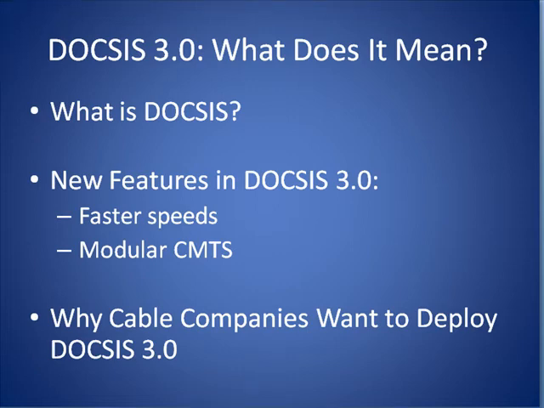Welcome to our 7-minute tutorial on DOCSIS 3.0. In this brief tutorial, we describe what DOCSIS is, and then focus on some of the new features present in the DOCSIS 3.0 standard. Specifically, we describe how the new standard achieves faster download and upload speeds in a cable network, and its support for the modular CMTS architecture. Throughout this tutorial, we highlight why cable companies want to deploy DOCSIS 3.0 equipment.